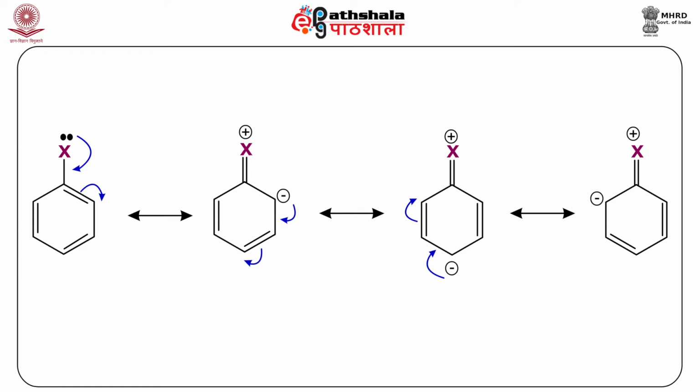On the other hand, students, there is also a strong plus R effect, that is the resonance effect, since each of these groups has a lone pair of electrons which they are able to donate to the ring via resonance. Now you can see this over here, how the donation of electrons is taking place.